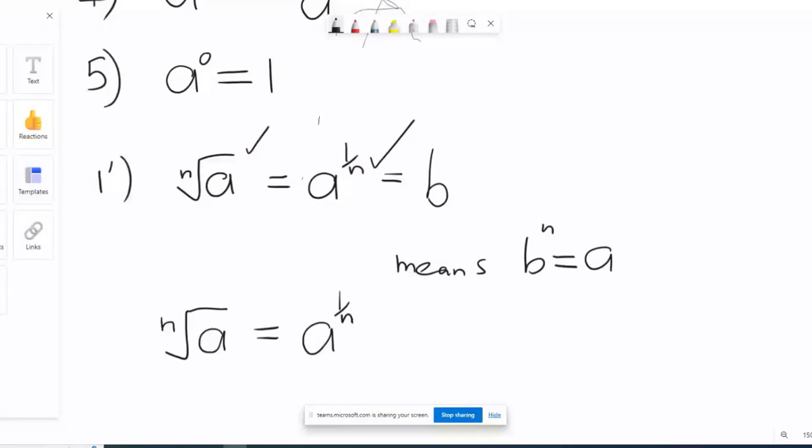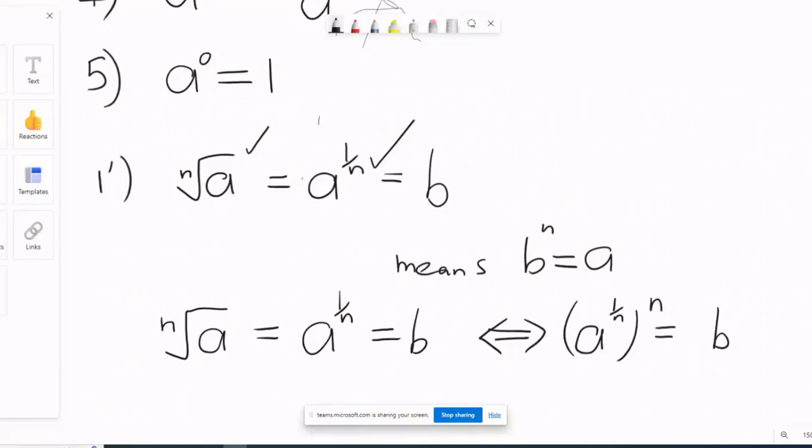If I say this is equal to b, this is true if and only if you raise a to the 1 over n to the n, and b to the n. Then those n's will cancel, and you're left with a equal to b to the n. So what I did in essence was to raise the two powers inside the bracket to the same exponent n. Do you understand it?